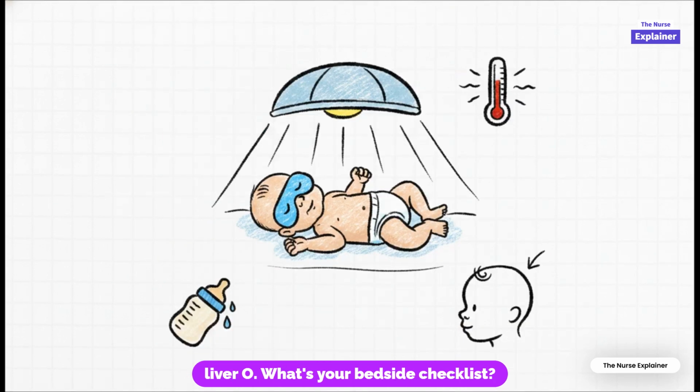So what's your bedside checklist for phototherapy? First, apply secure, opaque eye protection to shield those delicate retinas. Second, maximize skin exposure. They should be in a diaper and nothing else. Third, assess thermoregulation every 2 to 4 hours because those lights generate some real heat. And fourth, aggressively monitor hydration and strict I&O.